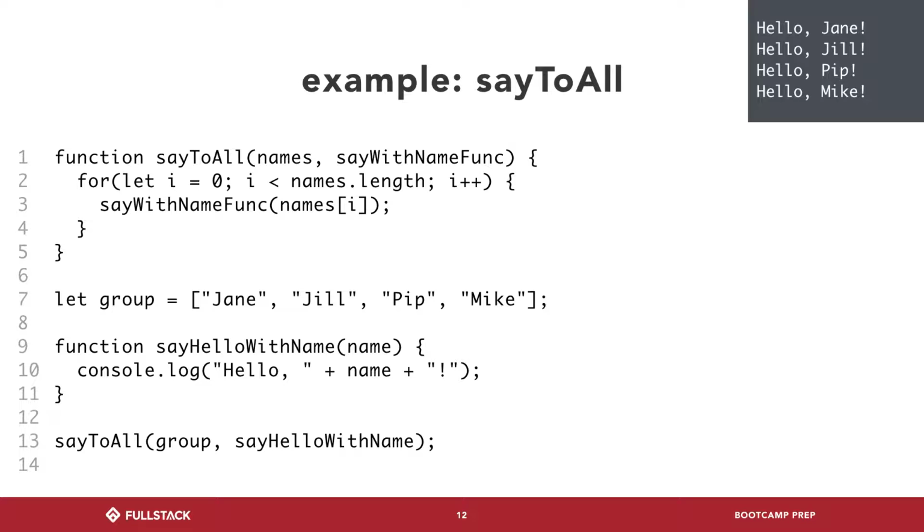And then on line 2, what I'm really doing here is creating a very standard for loop. I'm iterating through this names array, going through every single element in the names array. And what I'm doing is executing say with name func. I'm invoking that function and passing in whatever the element is at that particular index in the names array, right? So once again, what's say with name func?